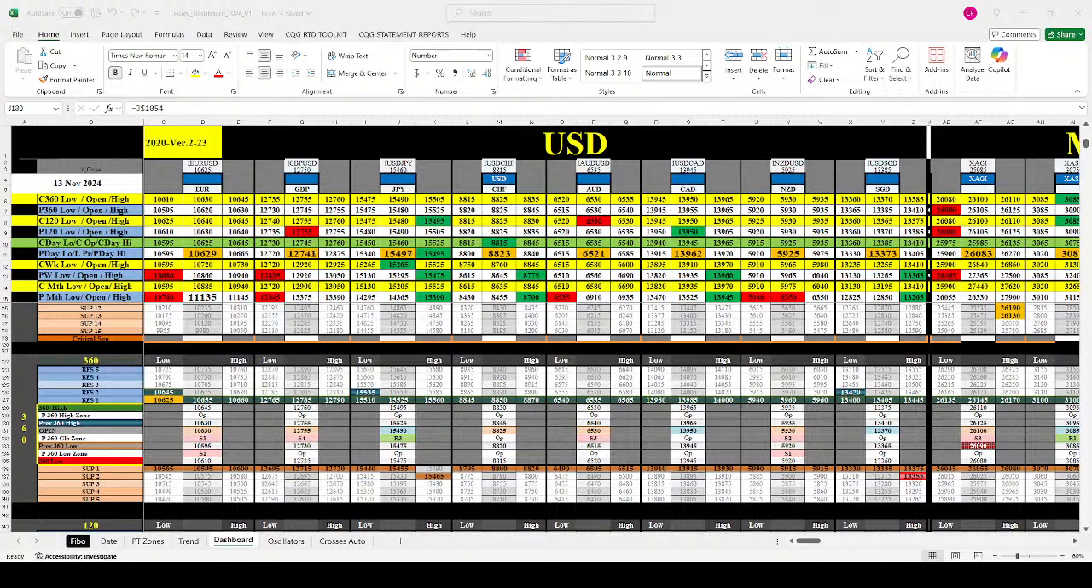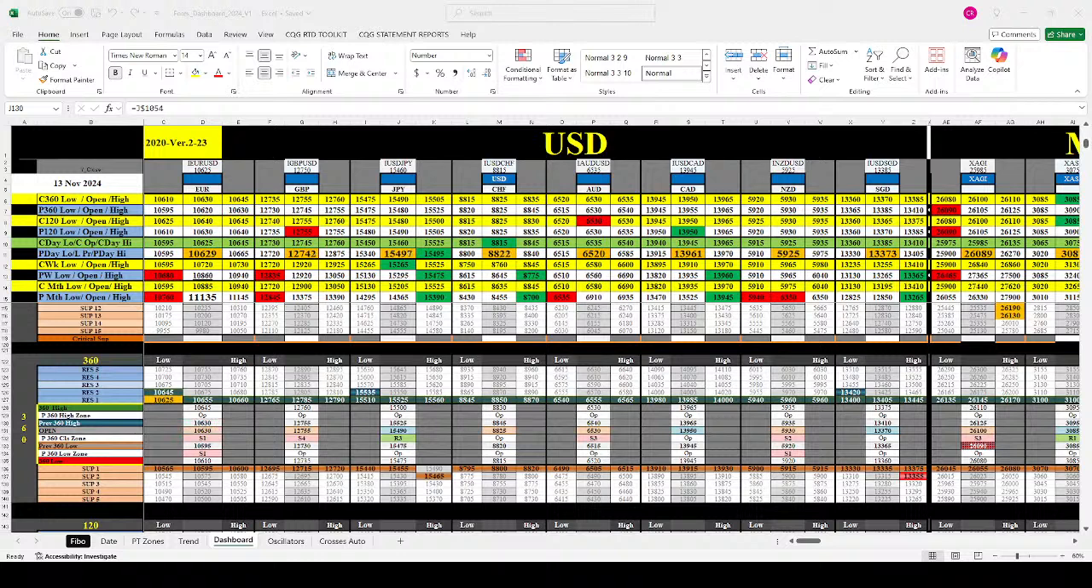So basically, if the data came out good or very good, then we should see dollar strength. Dollar strength coming in means euro would be weak, pound should be weaker, dollar yen should go up, dollar Swiss should go up, Aussie should come down, dollar CAD should go up, New Zealand should come down, dollar Sing should go up, gold should come down. This is for dollar strength. Dollar weakness, the other way around.